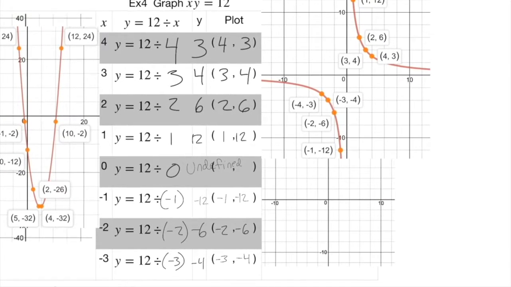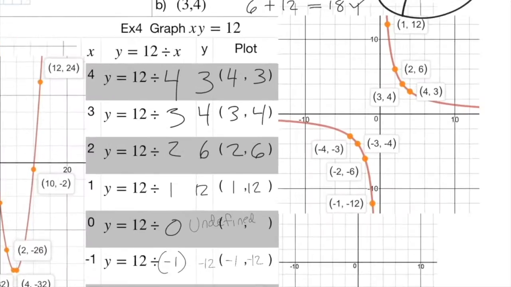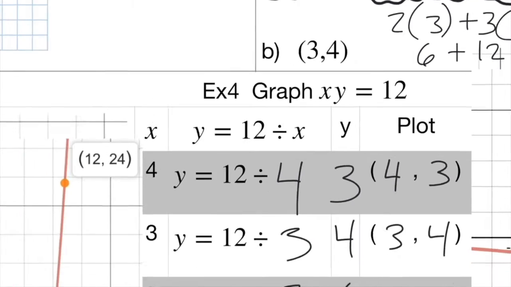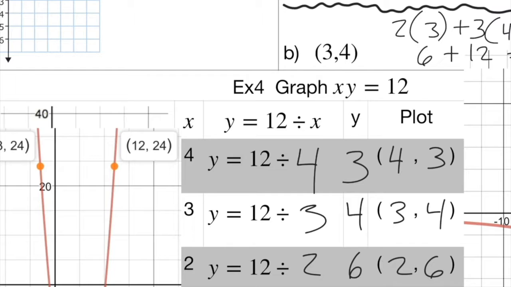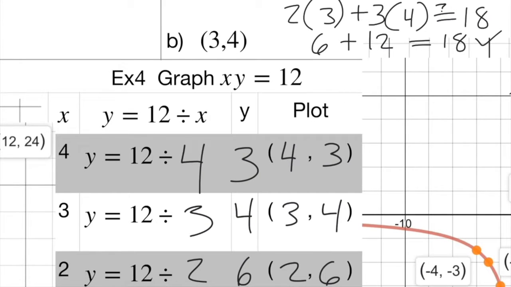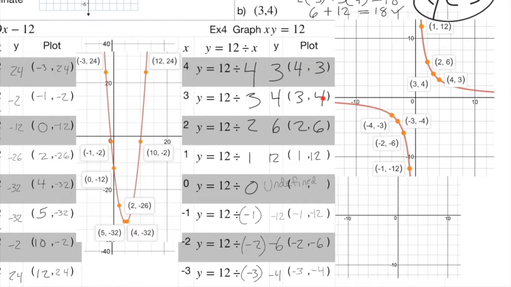You can do the same thing even if you don't fully understand what the graph is going to turn out to be. Here it says graph xy equals 12. Just to make things a little easier while making the table, I divided both sides by x, so that I get y equals 12 divided by x. And so y is all by itself. This is going to be y equals 12 divided by 4 is 3. And you notice that 4 times 3 is 12, just like it asks in the original. What are all the points that multiply up to 12? Well, here they are. 4 times 3 is 12, 3 times 4 is 12. Negative 2 times negative 6 is still positive 12.